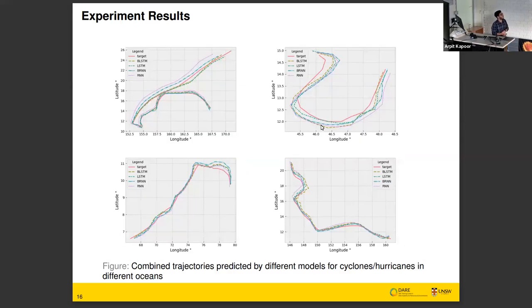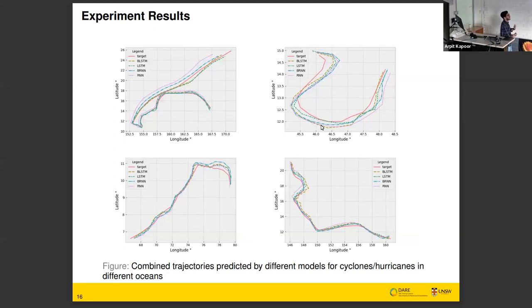Right, so I'll move on to some more results. Here's a trajectory prediction for four different cyclones from our four different data sets that we've documented here. We compare our predictions with the target and the standard vanilla LSTM and RNNs. What you'll notice is that fairly all of these models are providing similar mean predictions, which are fairly close to the ground truth, the red line over here. So this is common between all of these models, and we can say these are fairly good predictions for the Bayesian LSTM and the LSTM.